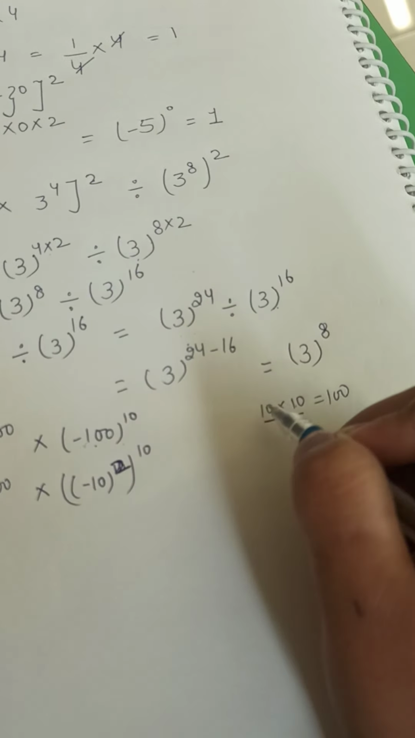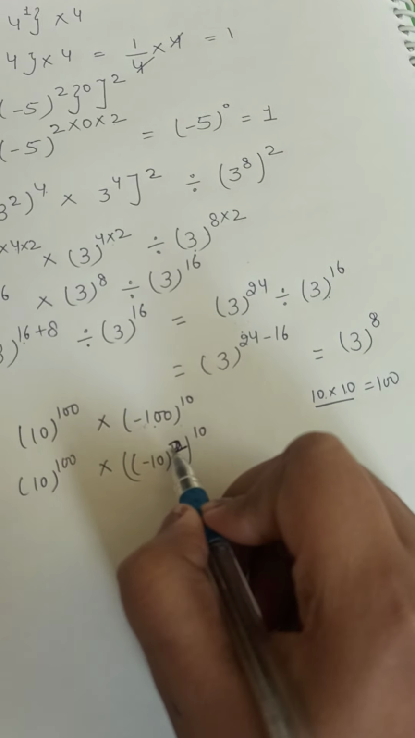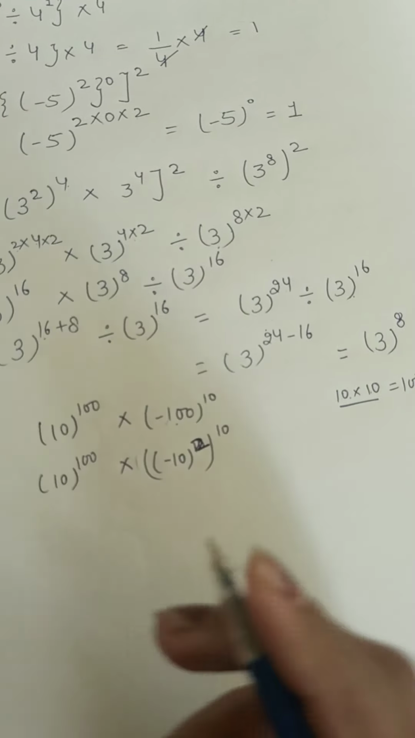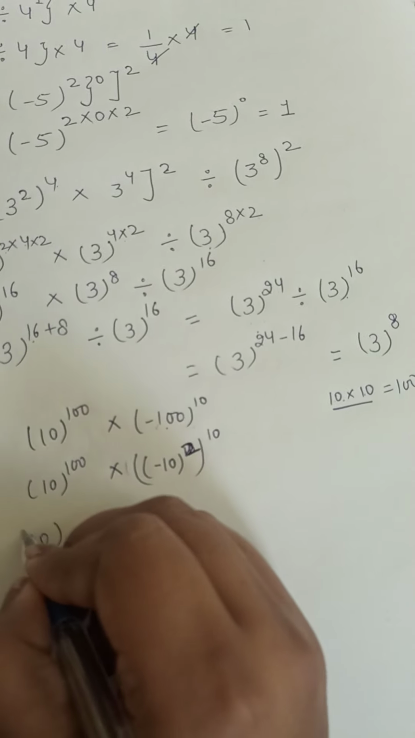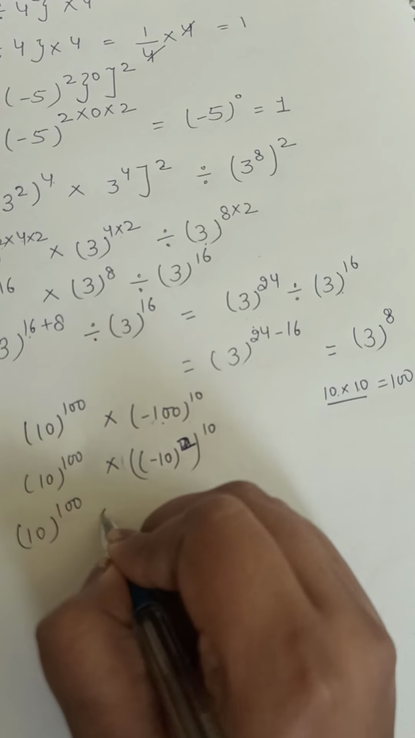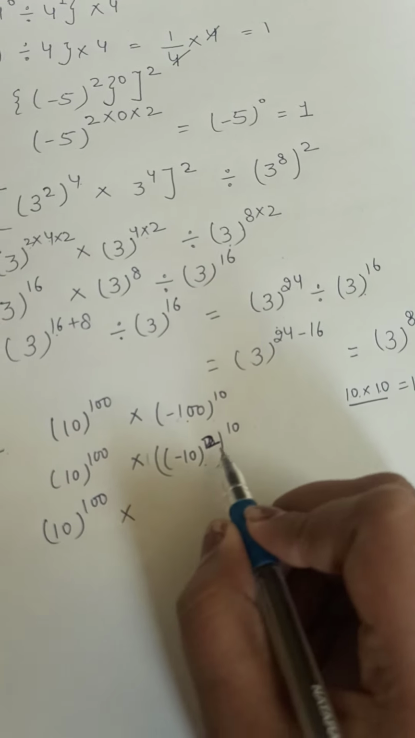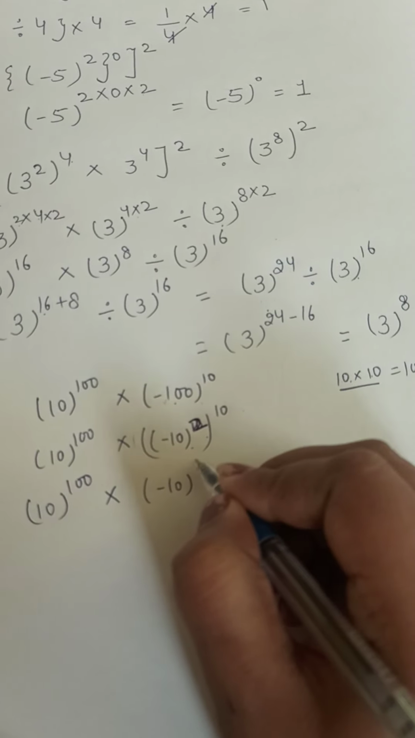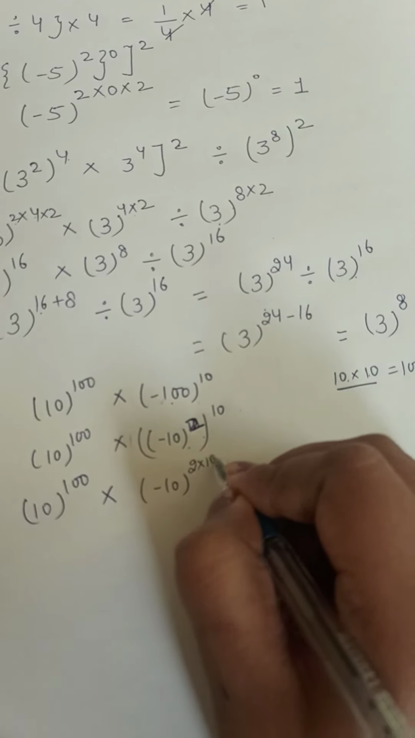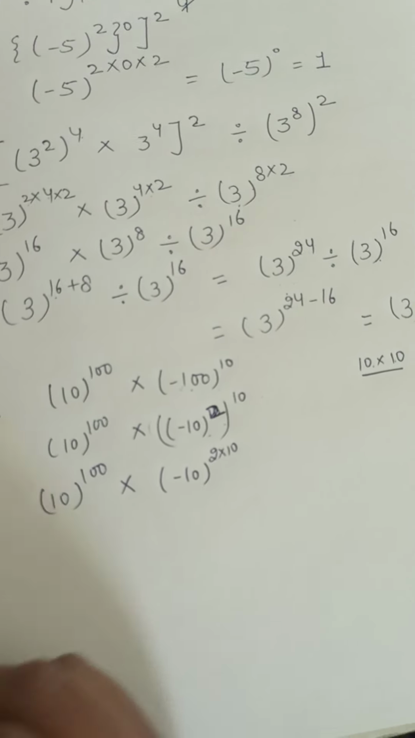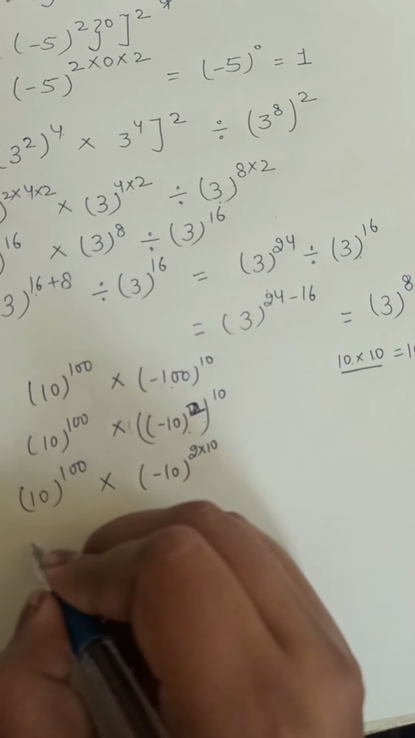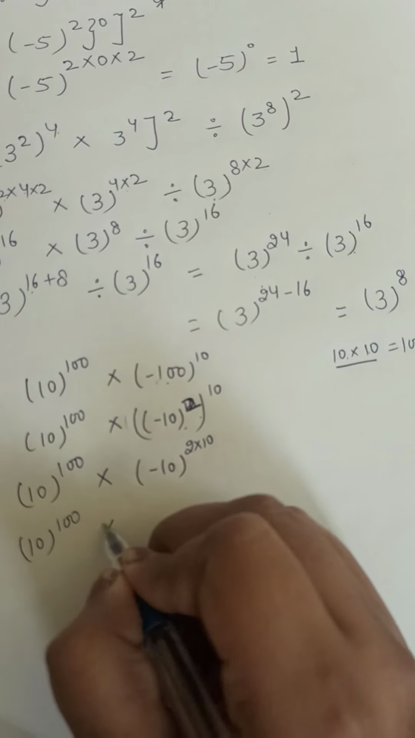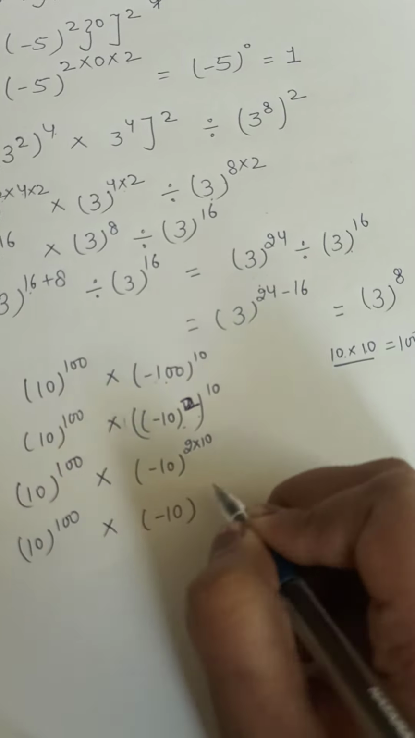So how many times did we multiply 10? 2 times. So we will write here 2. Complete the power 10. Now it will be 10 to the power 100 multiplied by... We know the laws of powers. So it becomes minus 10 to the power 2 multiplied by 10, that is equal to 20. So 10 to the power 100 multiplied by minus 10 to the power 20.